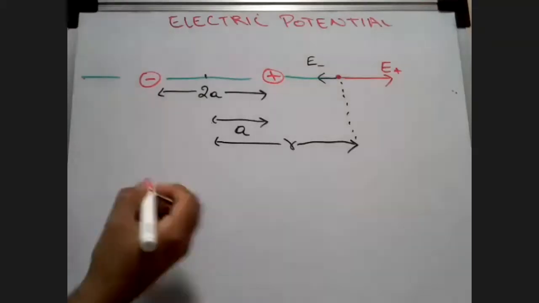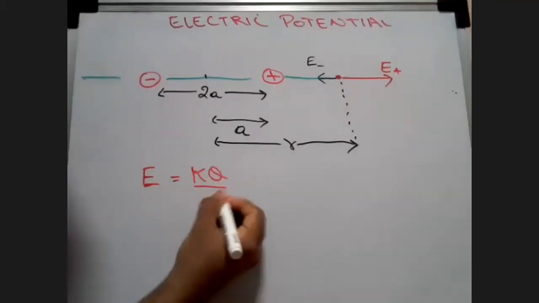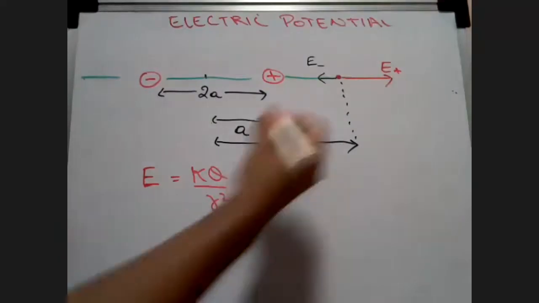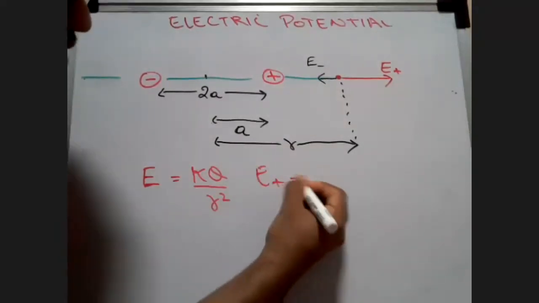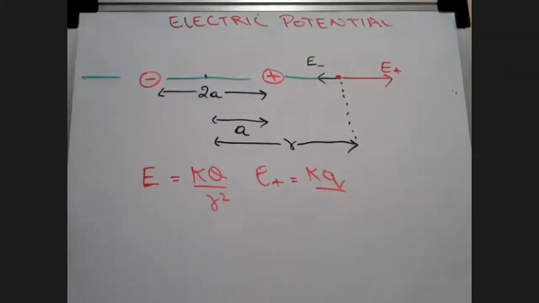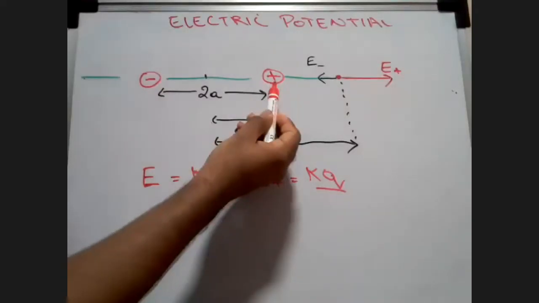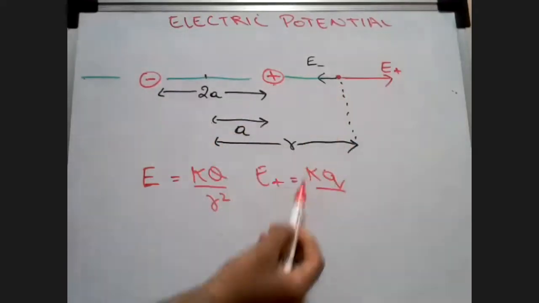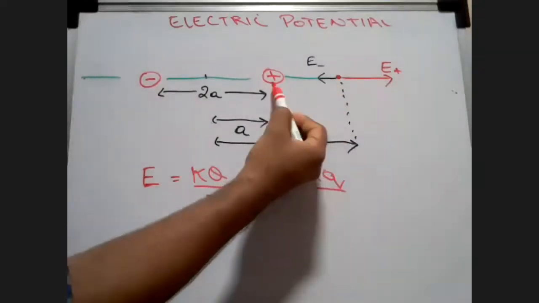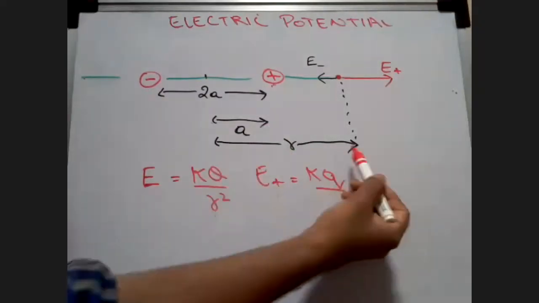Now, what is E equal to? KQ by R square. So E positive is going to be equal to what? KQ by (R minus A) the whole square. Great answer. Has everyone understood? I am trying to find the electric field intensity E plus due to this positive charge. So R means the distance between this point and this positive charge, which will basically be R minus A.